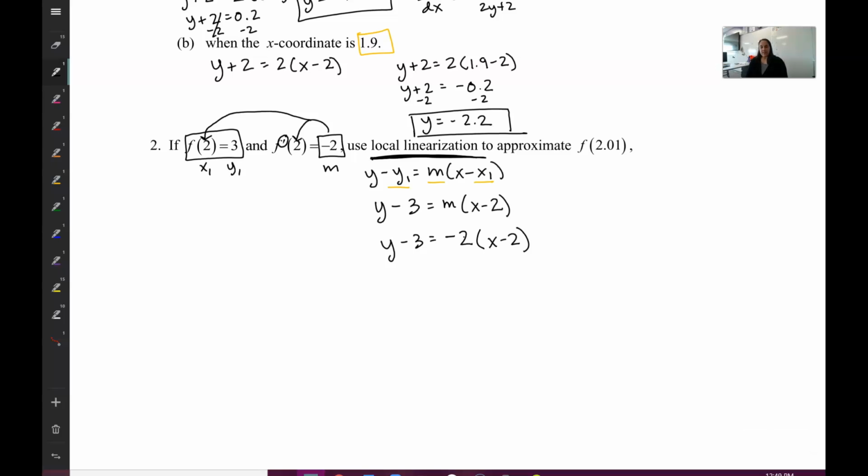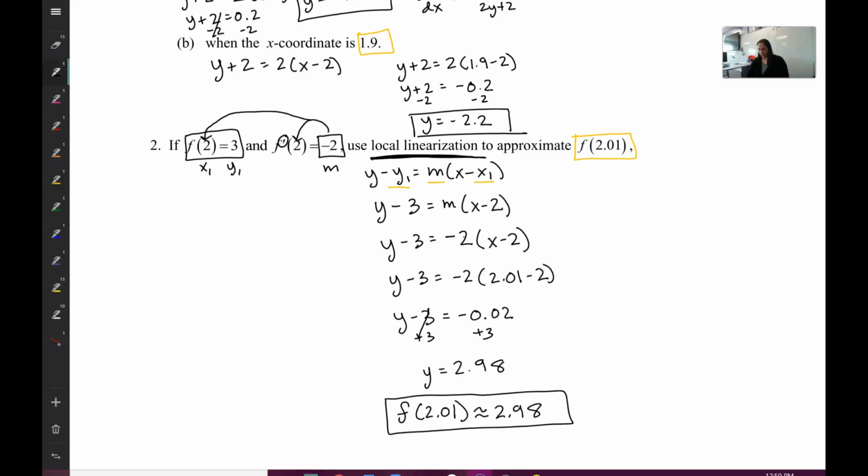Now I want you guys to pause the video, use this equation to approximate f of 2.01. So plugging that in to approximate what the point would be. Welcome back. You should have gotten f of 2.01 is approximately 2.98. So that is our first application for derivatives for chapter 4. In the next video, we'll go through a graph and talk about one other application.